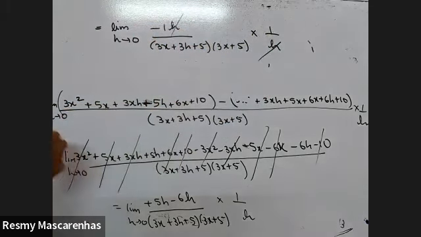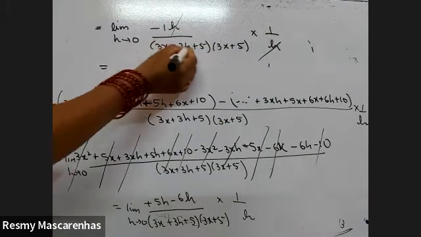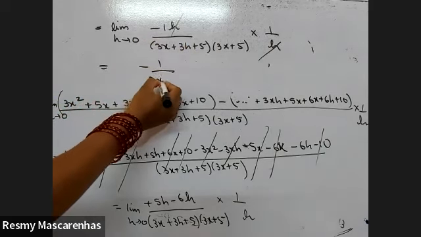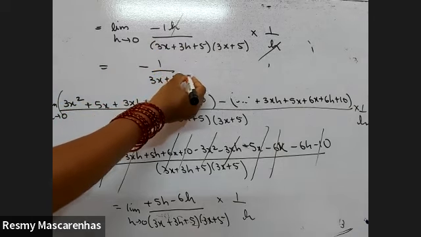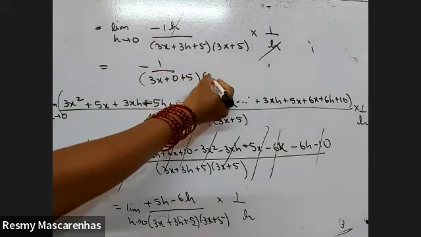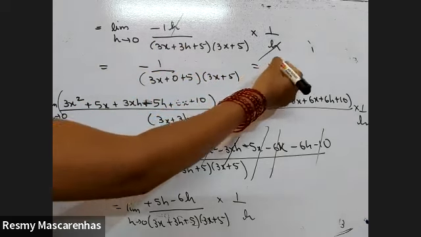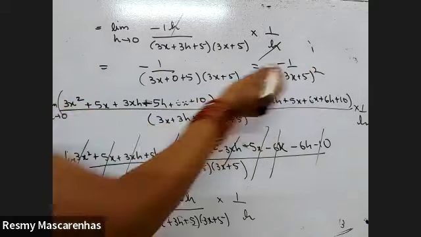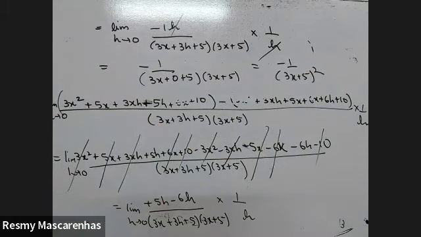So this h and this h will cancel. Now put the value of h as 0. Answer is 3x plus 5 the whole square. This is the answer.